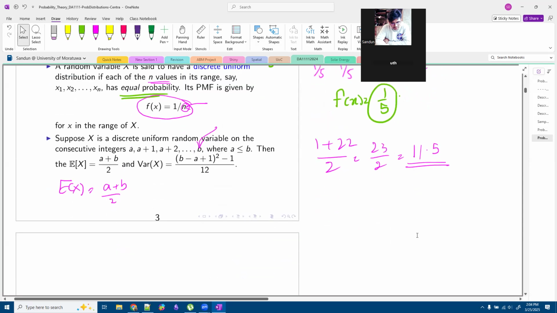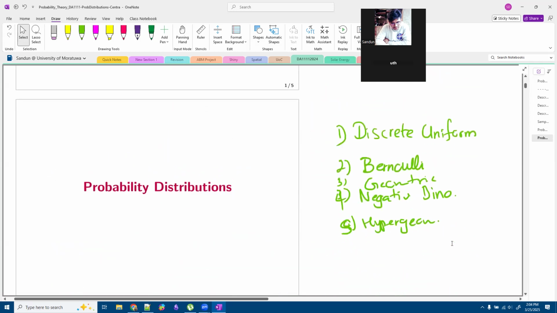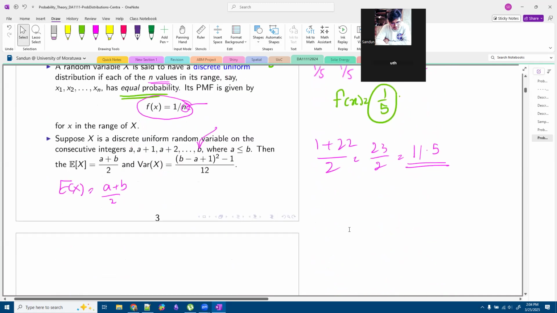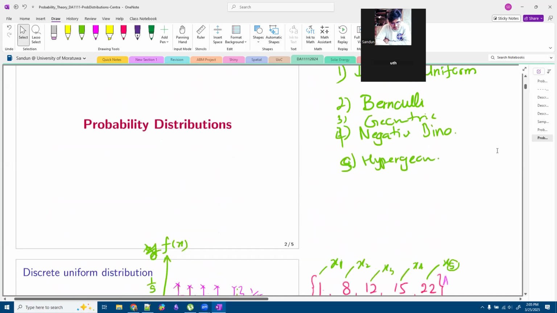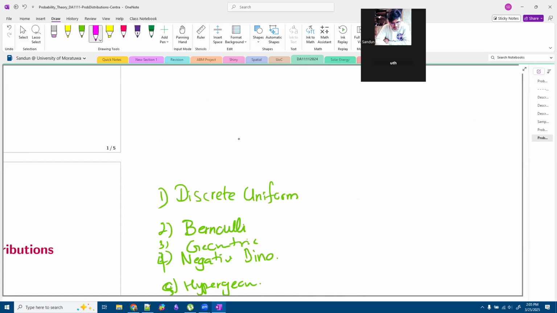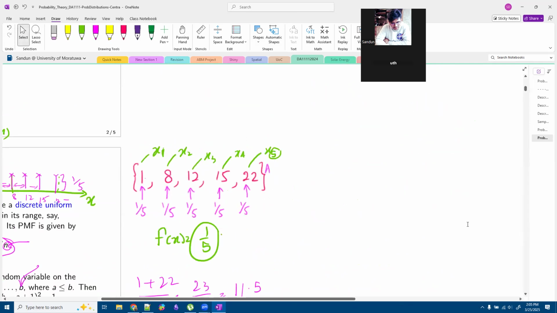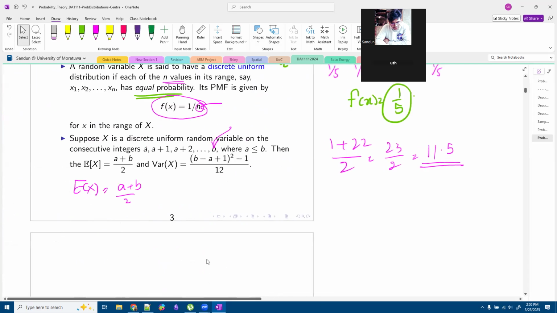And then you have the variance of x, that is ((b minus a plus 1) squared minus 1) divided by 12. So take a piece of paper, write down uniform, whatever the distribution, and write the expectation and the variance. What is expectation and what is variance? Write it in front of that name. So expectation is (a plus b) divided by 2, and the variance is, write it down, right? So you do that exercise.